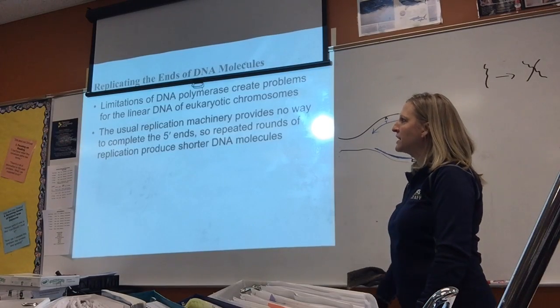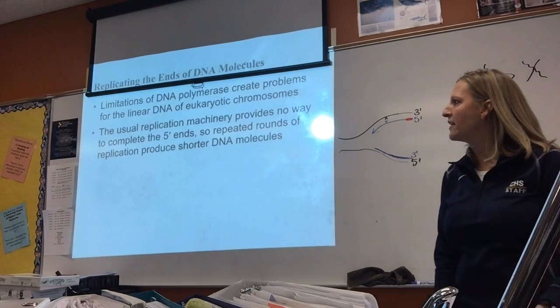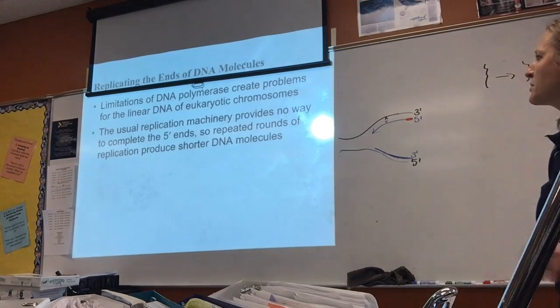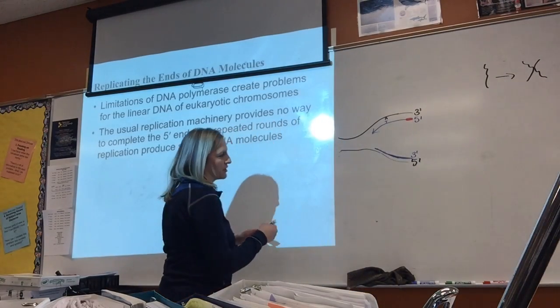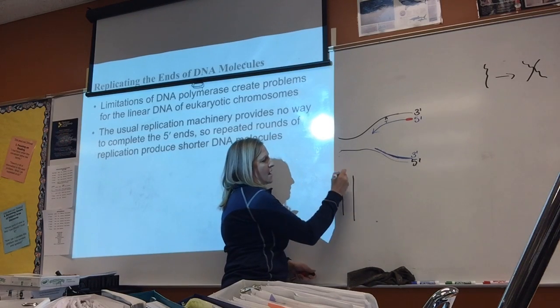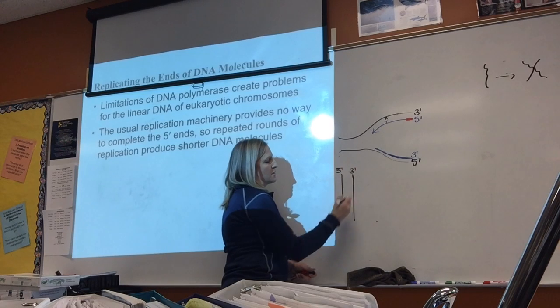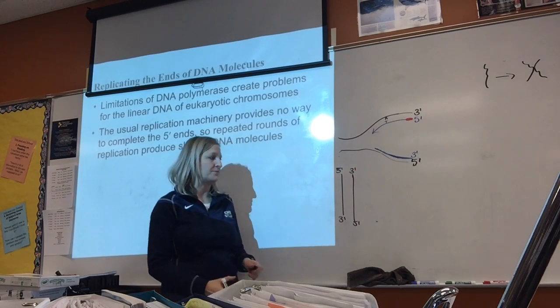The usual replication machinery provides no way to complete the 5' ends, so repeated rounds of replication produce shorter DNA molecules. Let me show you what I mean by this. I'm going to draw a picture here. So here's your double-stranded piece of DNA. Let's say this is the 5' end, this is the 3', so this is the 3', this is the 5'. So they're antiparallel, okay?